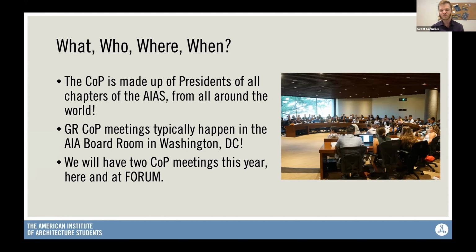The Grassroots Council of Presidents typically meets in the AI boardroom in the building that I'm in right now in Washington, D.C. So that is a picture of the real room that we meet in. I think it's really cool, and I wish that we could all be there together in person, and we will again someday, but that is the kind of level of governance we're talking about here.